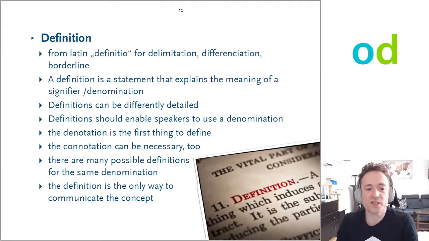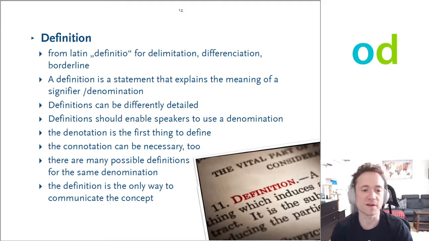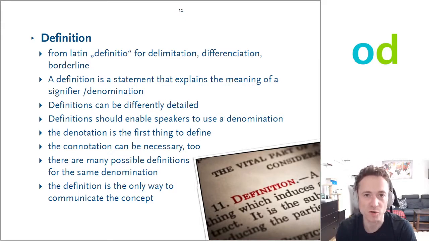On the level of denotation and connotation, if you're defining something, you should first define the denotation, the explicit meaning, and then go to the connotation and explore which connotational levels are activated in which contexts and to whom. Of course, there are multiple possible definitions for the same denomination, and if you try to define a certain concept with your fellow students, you will realize that you come up with many different definitions, and it's pretty hard to say what belongs into the definition and what not.